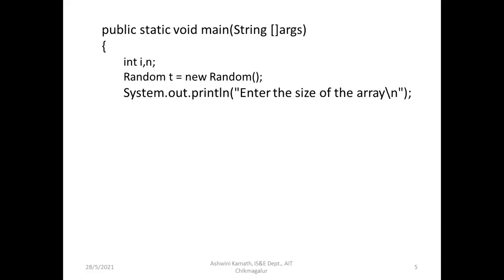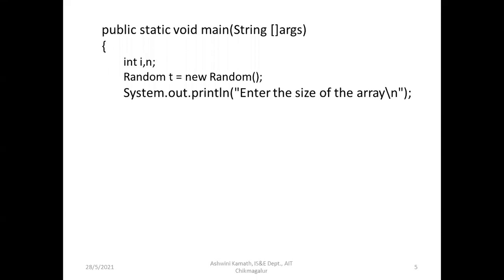Then System.out.println. You can notice here, until now you have executed C programs, so printf, scanf you have used. Here, for console input and output, we have to use the System class. System.in means it is for input. System.out means it is for output. Out is again an object of type class System.